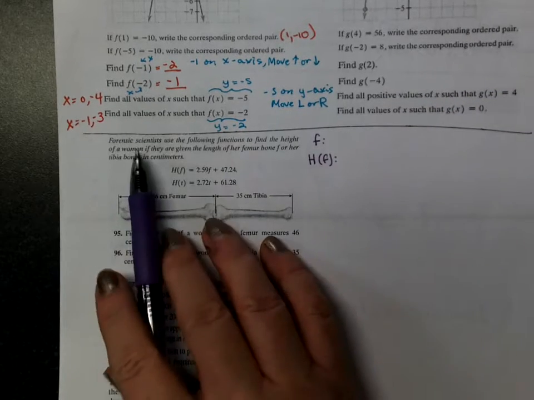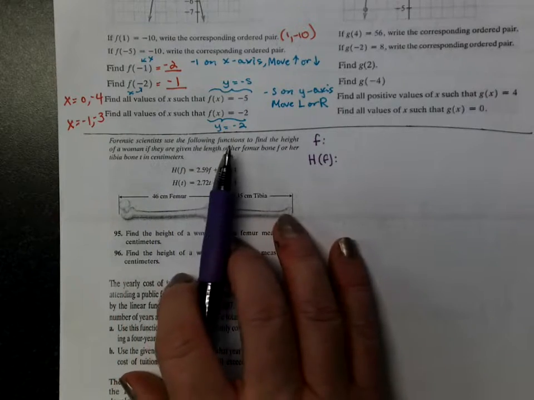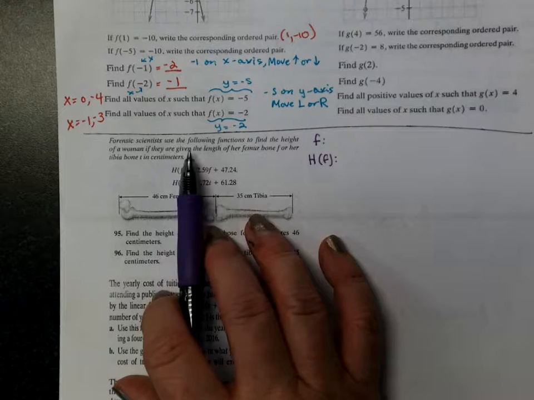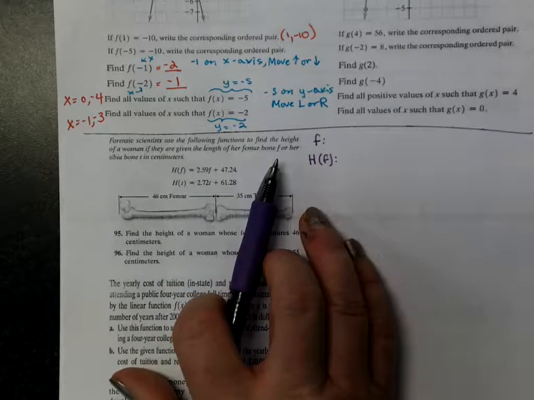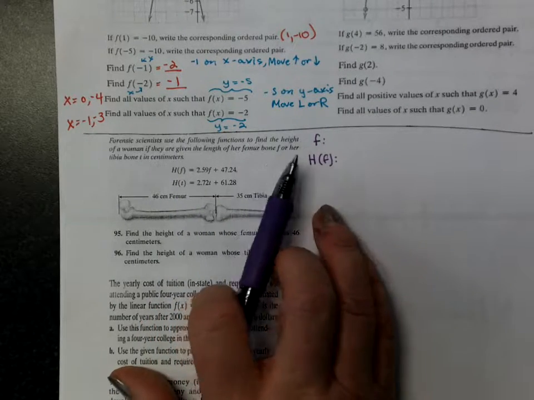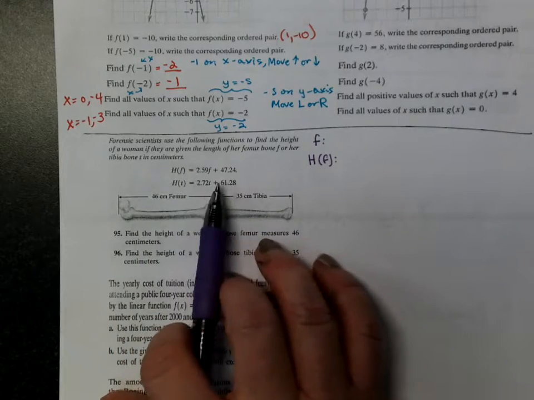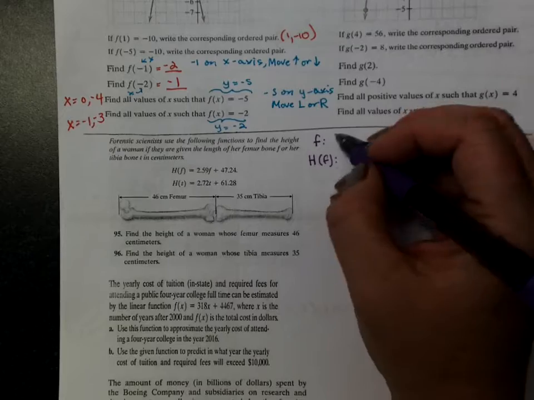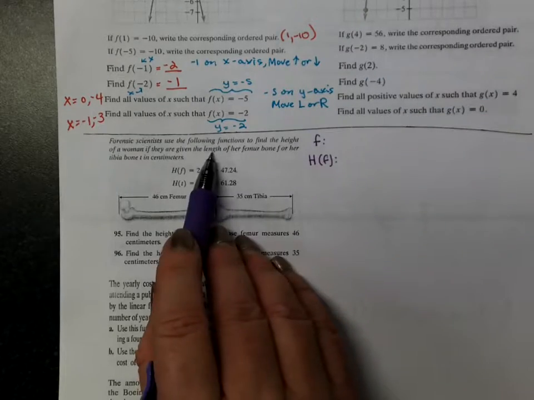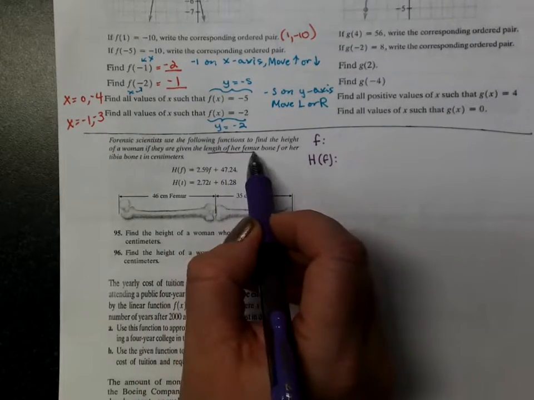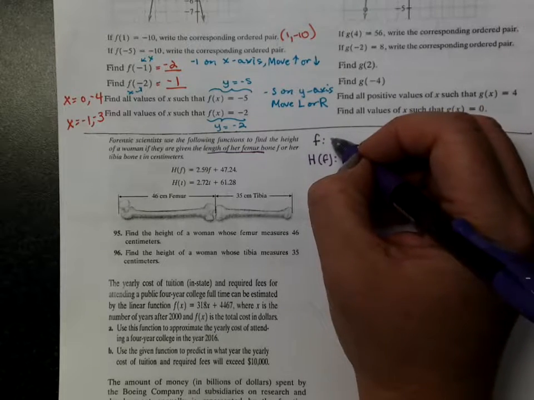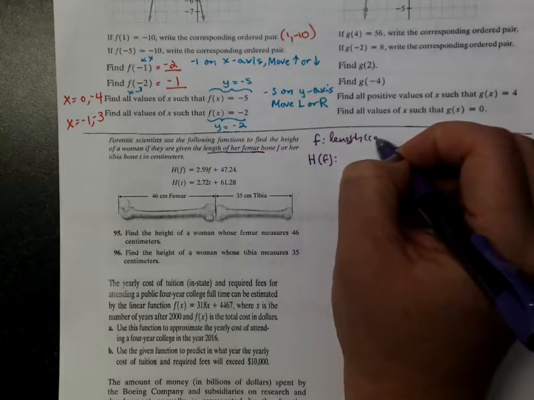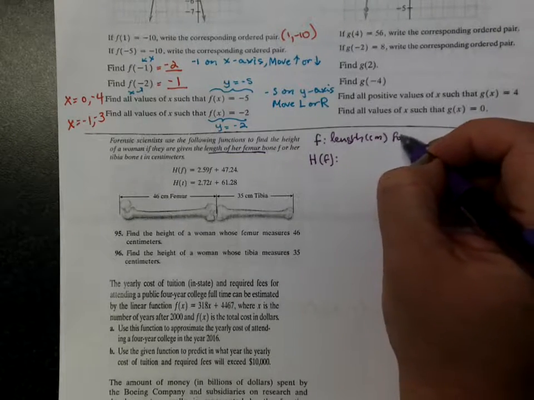So we have forensic scientists. They use these functions to find the height of a woman if they are given the length of her femur bone, f, or her tibia bone, t, if we were looking at the second one. So what does f stand for? Right. And specifically, the length, and I can put in centimeters, of the femur bone.